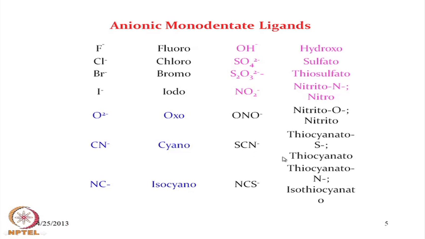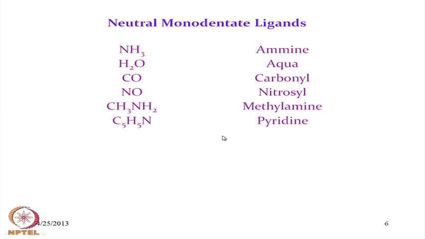Similarly, the thiocyanate anion can bind through sulfur and it can bind through nitrogen, and we can have two different types of nomenclature. In one case we will consider it as thiocyanato, in the other case as isothiocyanato. So linkage isomerism we will also discuss, and in that case the nomenclature of the compound will define whether the metal center is bound through sulfur or through nitrogen. So this is a part of the list of charged ligands. Then we can have the neutral monodentate ligands.